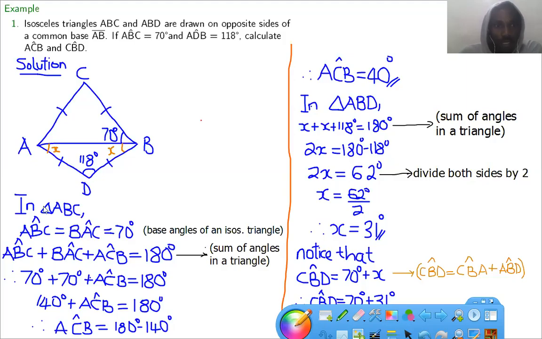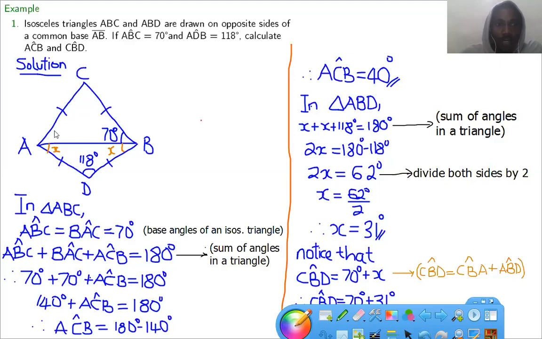All right, so we said in triangle ABC, angle ABC is equal to angle BAC, and it's equal to 70 degrees. What is the reason? These are base angles of an isosceles triangle. You've just seen that not long ago. We said the base angles of any isosceles triangle are always equal. So the angle at A in triangle ABC and the angle at B must be equal, and they're equal to 70 degrees each. So angle ABC plus angle BAC plus angle ACB equals 180 degrees.